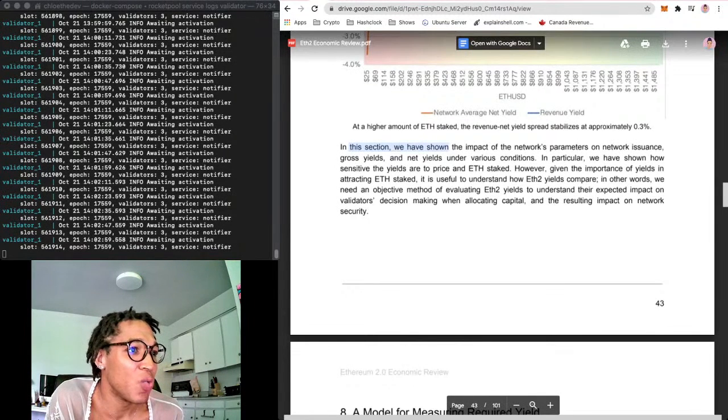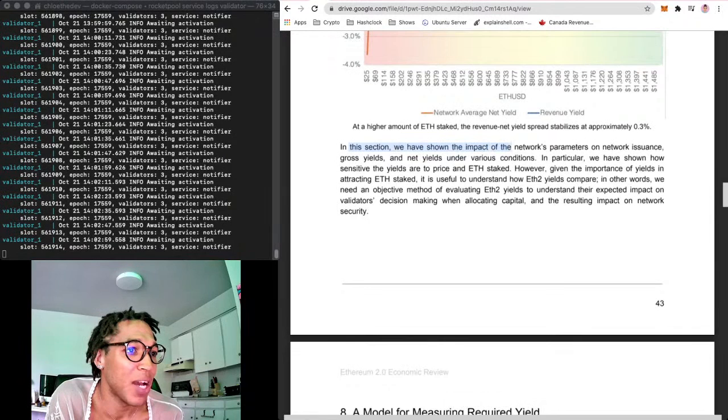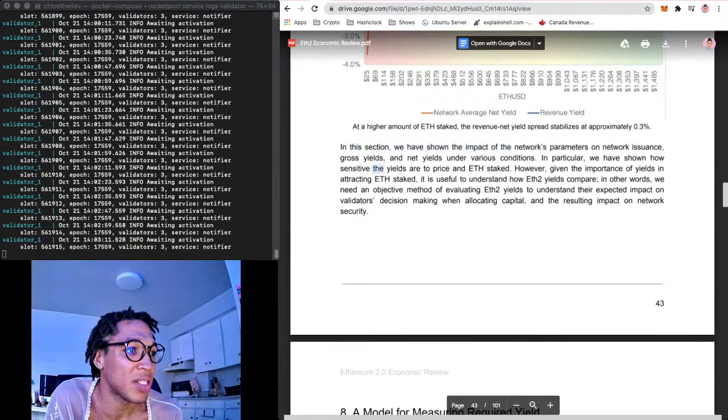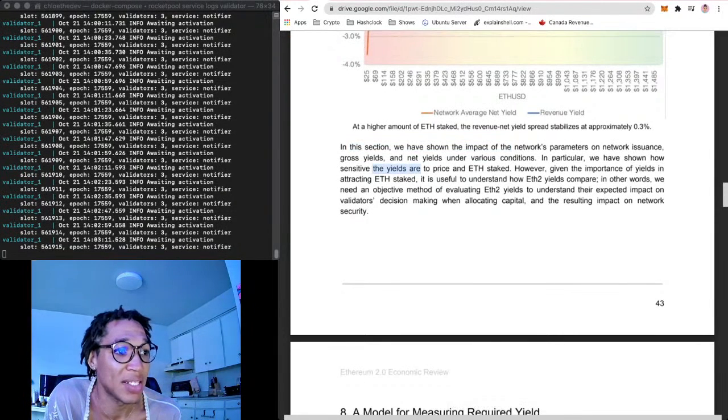In this section, we have shown the impact of the network's parameters on network issuance, gross yields, and net yield under various conditions. In particular, we have shown how sensitive the yields are to price and ETH staked. However, given the importance of yields in attracting ETH staked, it is useful to understand how ETH2 yields compare. In other words, we need an objective method for evaluating ETH2 yields to understand their expected impact on validators' decision-making when allocating capital, and the resulting impact on network security.